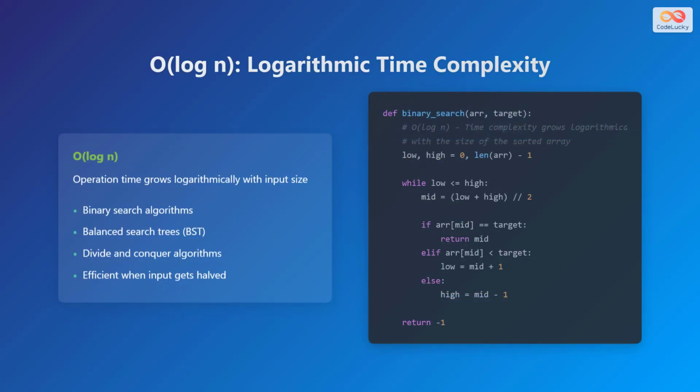Lastly, let's discuss O of log n, logarithmic time complexity. In logarithmic time complexity, the operation time grows logarithmically with the input size. This typically involves algorithms where the input size is halved in each step. Examples of logarithmic time operations include binary search algorithms, operations on balanced search trees, and divide and conquer algorithms. In the provided code, the binary_search function has a time complexity of O of log n, because it repeatedly divides the search interval in half until the target value is found, or the interval is empty. This logarithmic behavior makes binary search very efficient for searching sorted arrays.